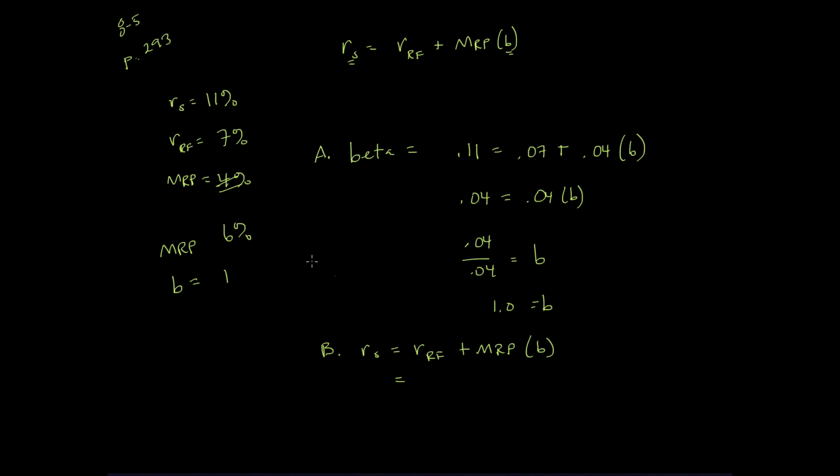So we'll plug in the return on a risk-free investment is 7%, so 0.07, plus market risk premium. Remember, they increased it up here to 6%, so I'm going to put 0.06 here, multiplied by a beta of 1, gives us 0.13, multiplied by 100, and that gives us 13% as the required return on this stock.